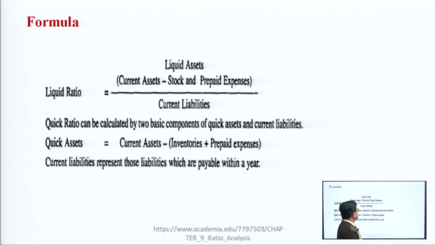The formula: if we do not include stock and prepaid expenses in current assets and divide the remaining current assets by current liabilities, we are able to find the liquidity ratio, because inventory and prepaid expenses cannot be converted into cash quickly. We have already paid, like an advance LIC premium, and it takes time to get the benefit, so we cannot convert it into cash. Inventories take time to convert into cash, especially finished inventories.